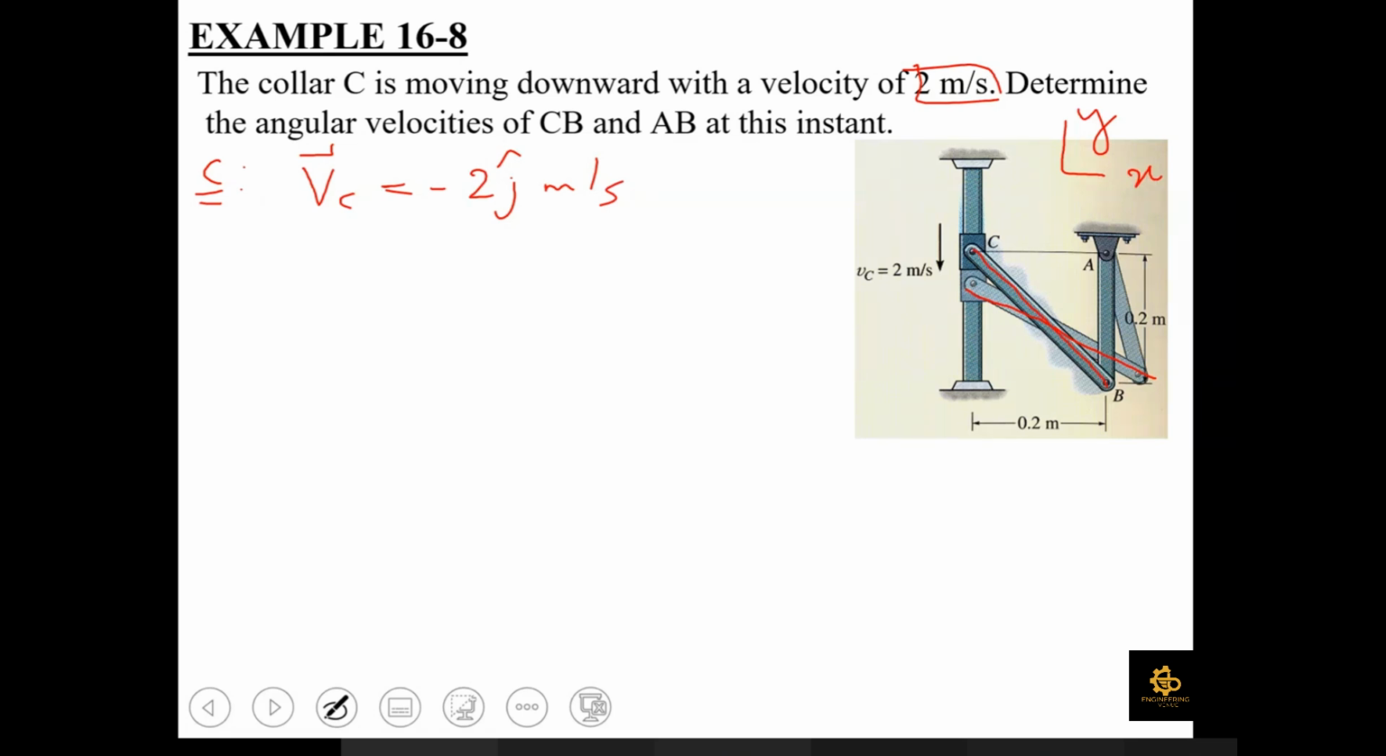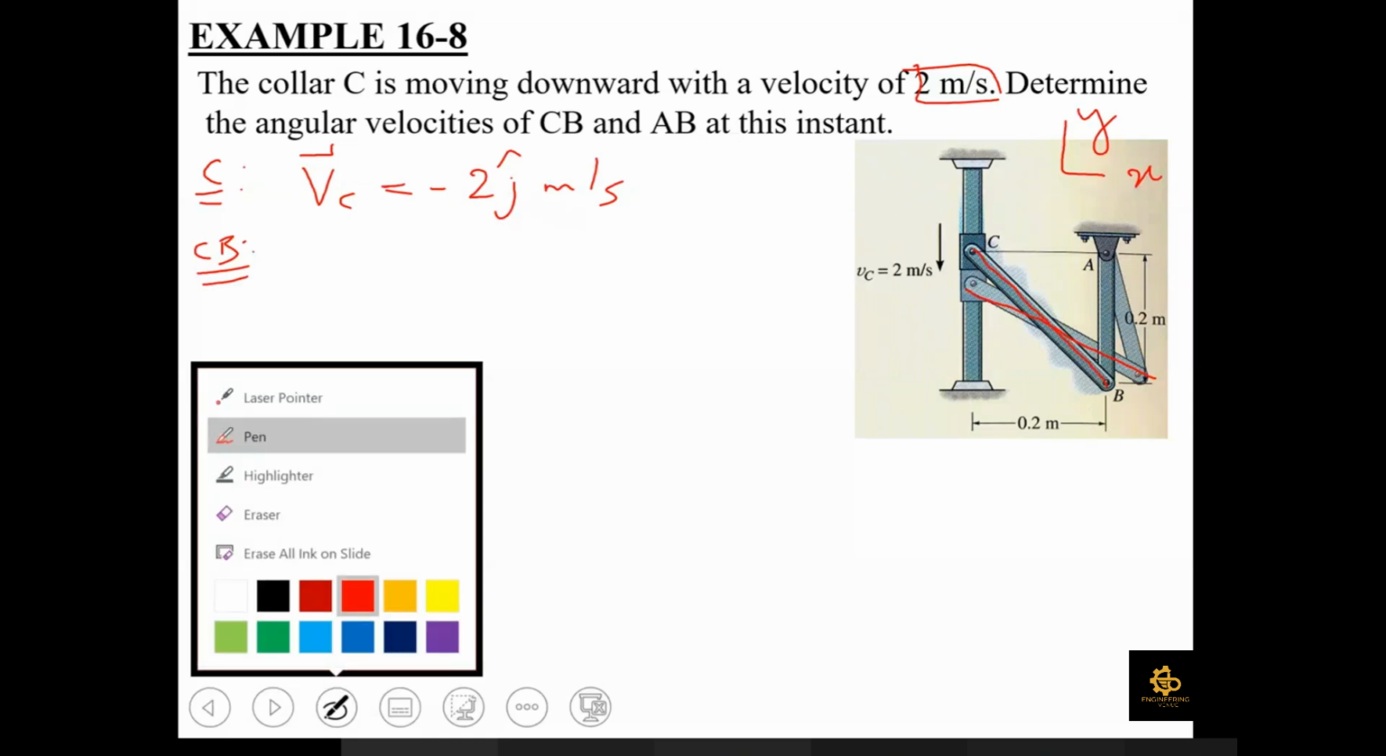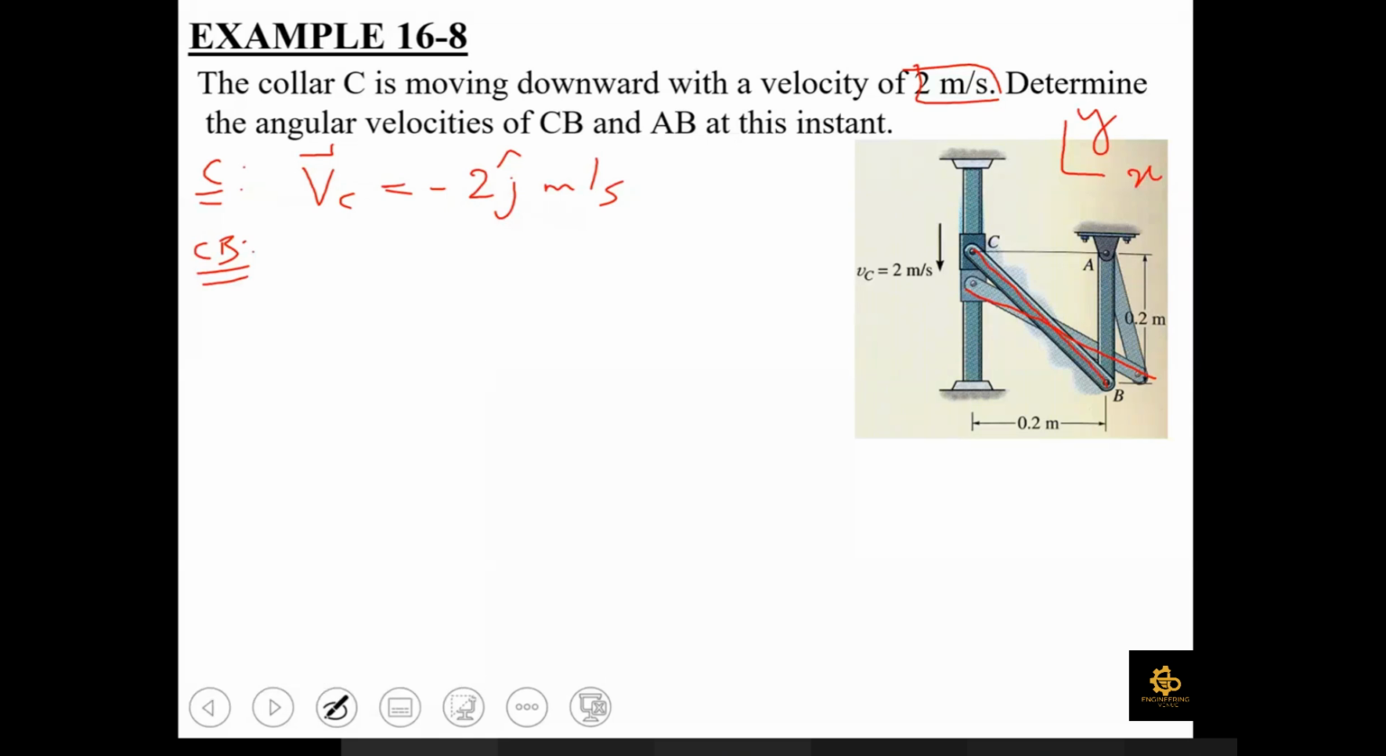Okay, now moving on to our next link, which is link CB. So in order to perform the analysis of this link CB, since we have discussed earlier that this link is in general plane motion, it means that we are going to apply the relative velocity equation on this link. What should be our base point, C or B? C, sir. Since the motion of point C is known to us, so we are going to make C as our base point.